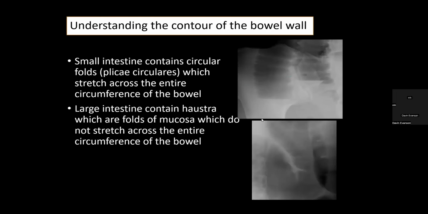And you can look at this slide on your own, how to differentiate small bowel from large bowel. The small bowel has the lines going all the way across, the valvulae conniventes. The large bowel has the haustra.